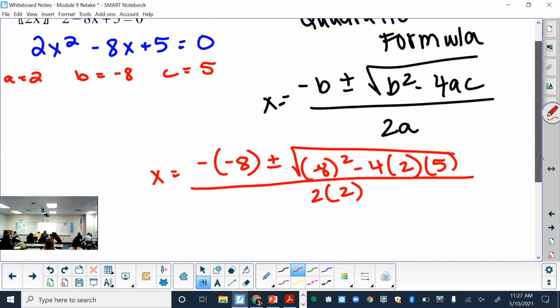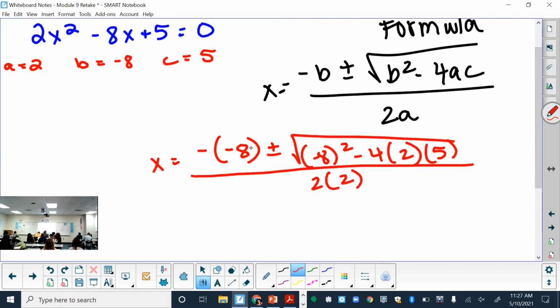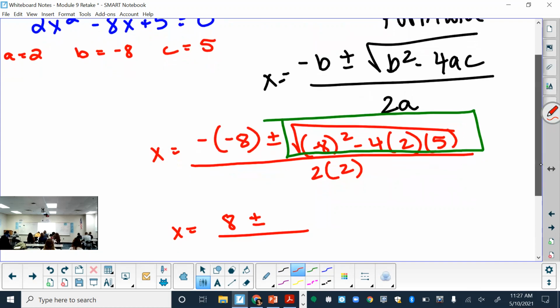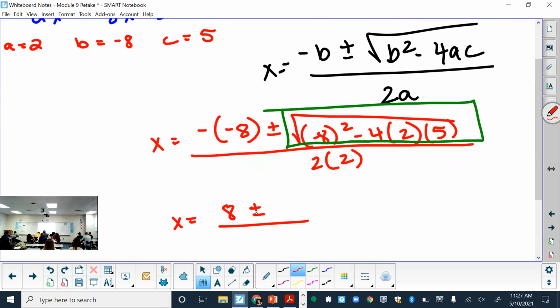Now we can clean this up a little bit. So what happens to this negative 8? Becomes a positive 8. This portion here, let's make our lives easier and put it into Desmos. You might get a weird answer, but you should know how to deal with those weird answers. On the bottom, what's 2 times 2? All right, so put what I boxed in green into Desmos and tell me what you get. I'm going to put it in as well.